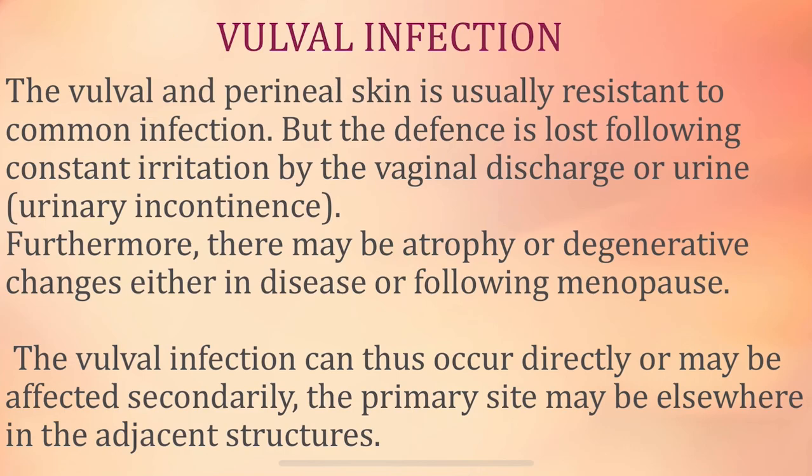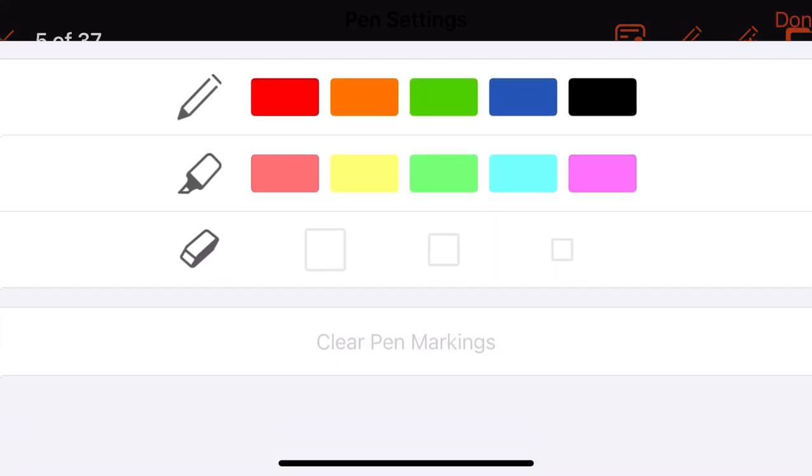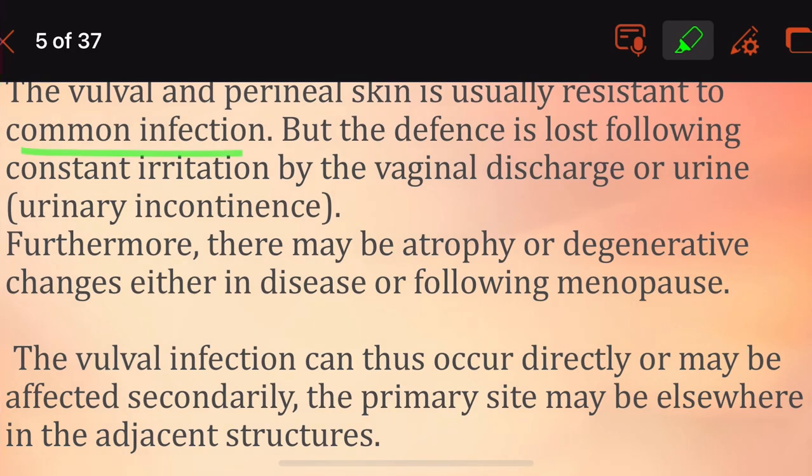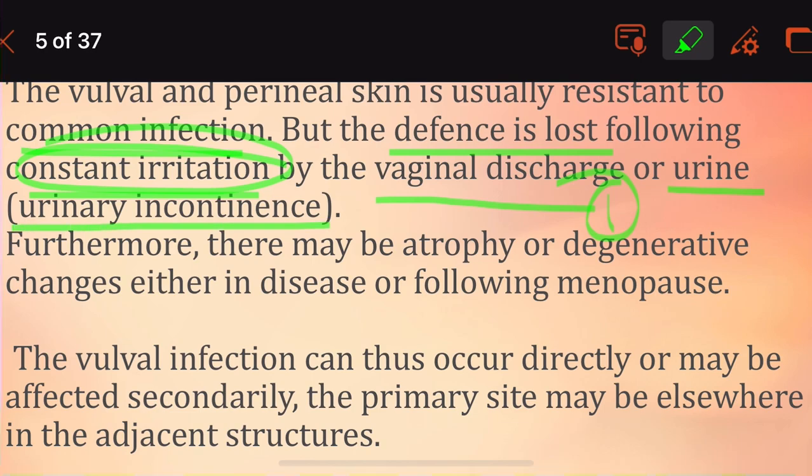The vulva and the perineal skin are usually resistant to commonly occurring infections, but once the defense is lost, there will be irritation by the vaginal discharge. This constant irritation could be because of the vaginal discharge, or also because of urinary incontinence or contamination occurring there. Furthermore, there can also be vulval infections because of atrophy or degenerative changes occurring in diseases or in menopause.